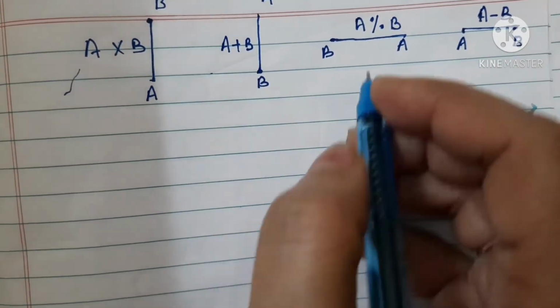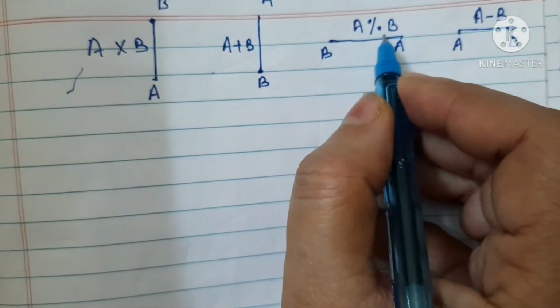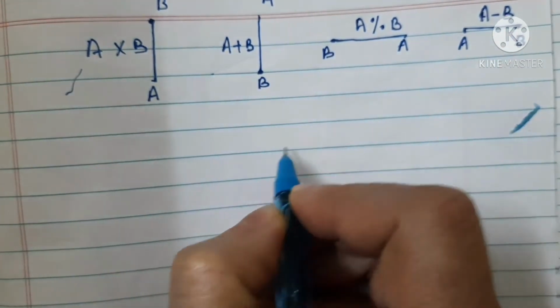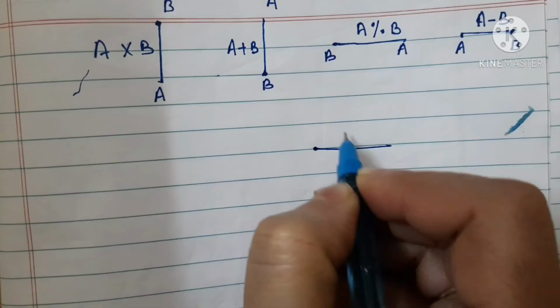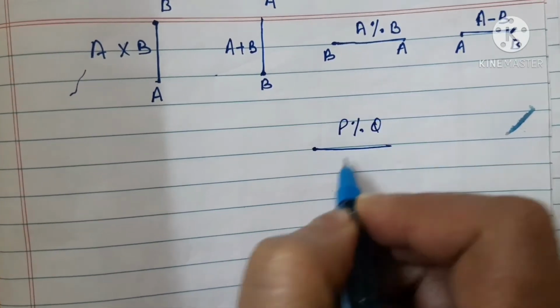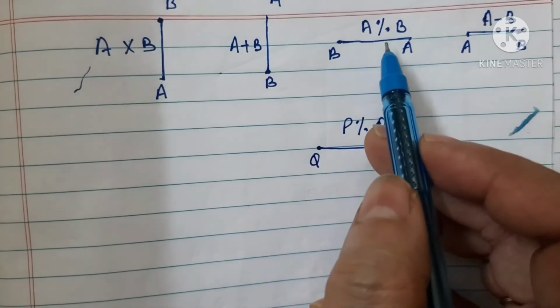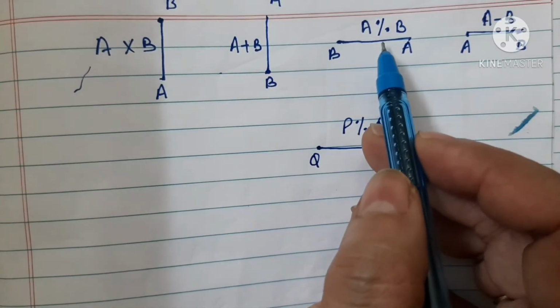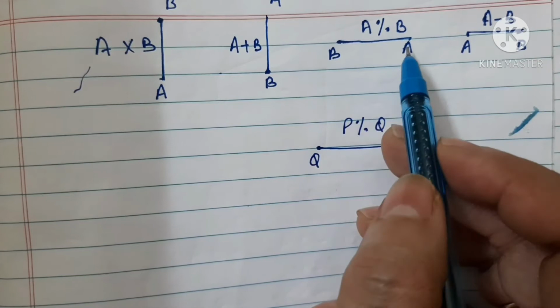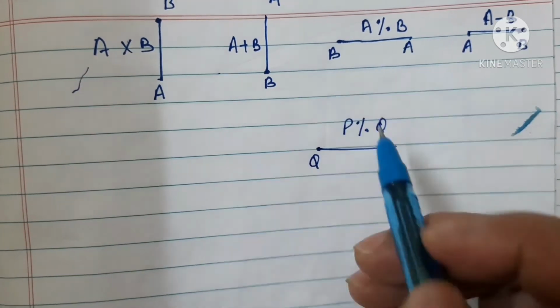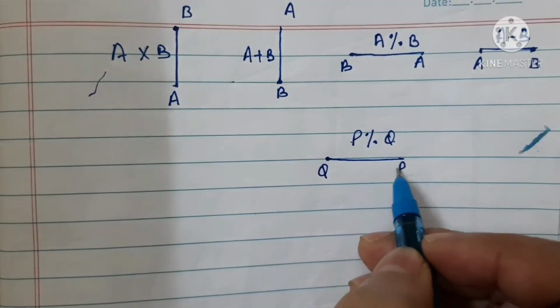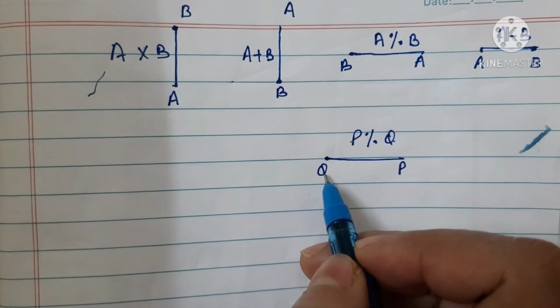Now P percent Q, now you can see this is A percent B. So P percent Q, how will you write? Here it will be Q and here it will be P, if we just write it the way it is given in the question. A percent B means A is to the east of B. So P percent Q means P is to the east of Q.